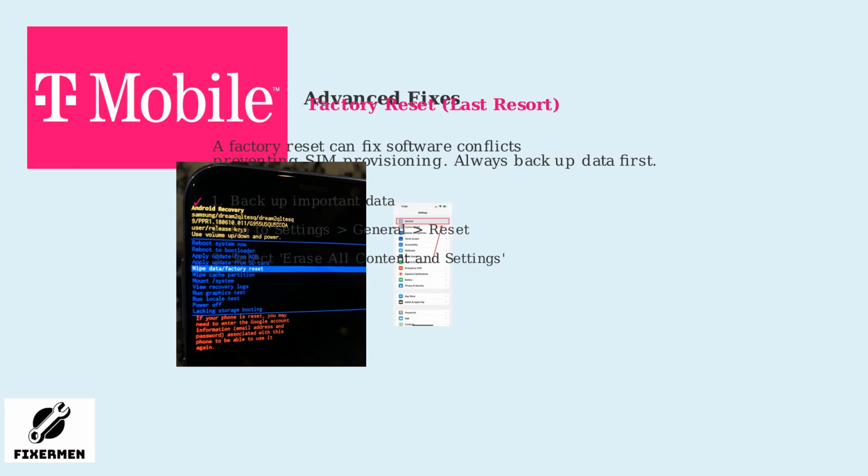On iPhone, go to Settings, General, then Transfer or Reset Phone and select Erase All Content and Settings. On Android, go to Settings, System, Reset Options, and choose Factory Data Reset. Confirm the reset and wait for the process to complete, which may take several minutes. Your device will restart as new, allowing you to set up SIM provisioning from scratch.